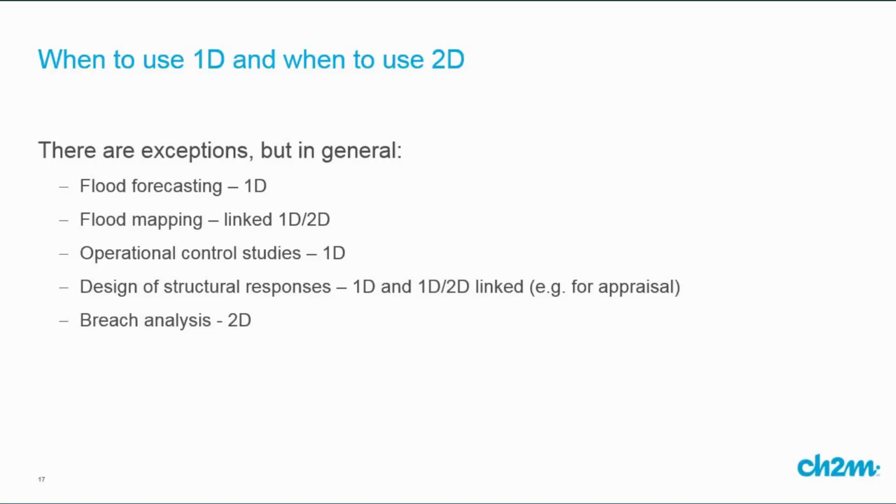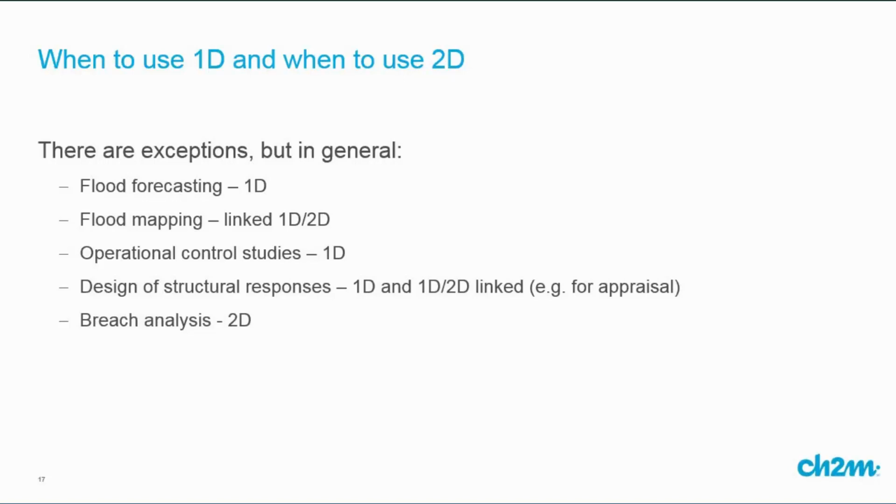For flood mapping, over recent years there's been a big move towards 1D and 2D linked models. So the channel itself is modelled in 1D, and then the floodplain generally modelled in 2D, although the actual grid sizes or the mesh sizes can vary depending on how important that particular area is or the complexity of flows. So flood mapping generally uses linked 1D, 2D models.